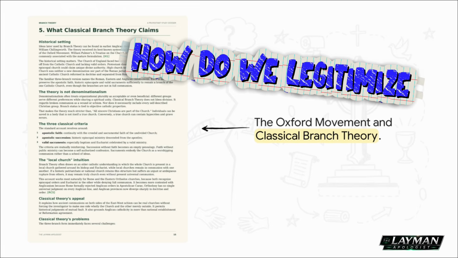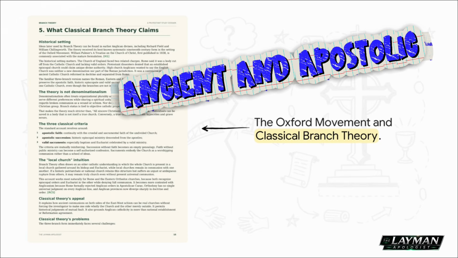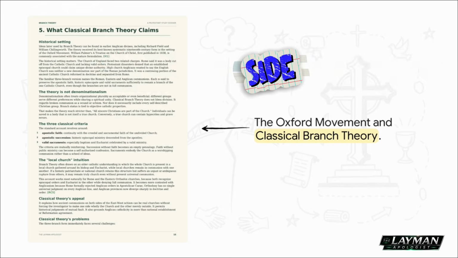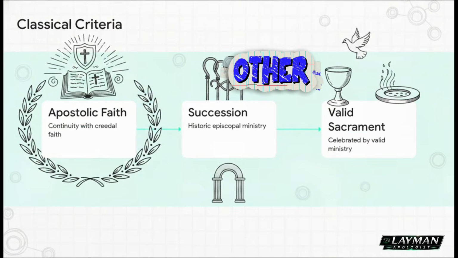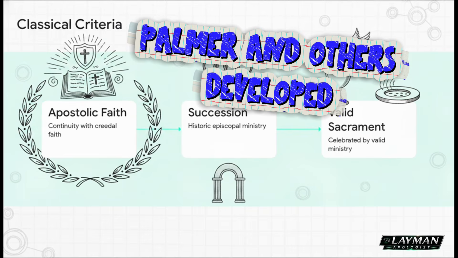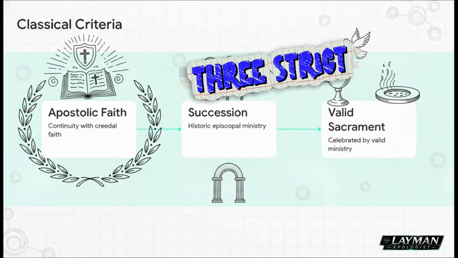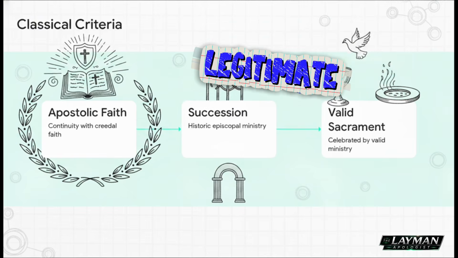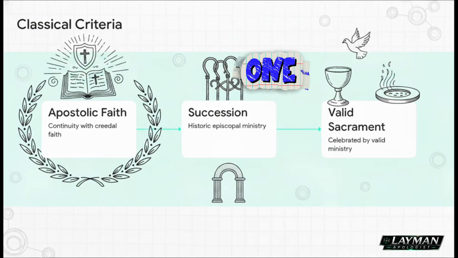They basically needed to solve a puzzle. How do we legitimize our standing as deeply ancient and apostolic while fending off the claims of both the Roman Catholic Church on one side and Protestant dissenters on the other? To solve this, William Palmer and others developed 3 strict, non-negotiable criteria for a separated communion to be considered a legitimate corporate branch of the one true church.